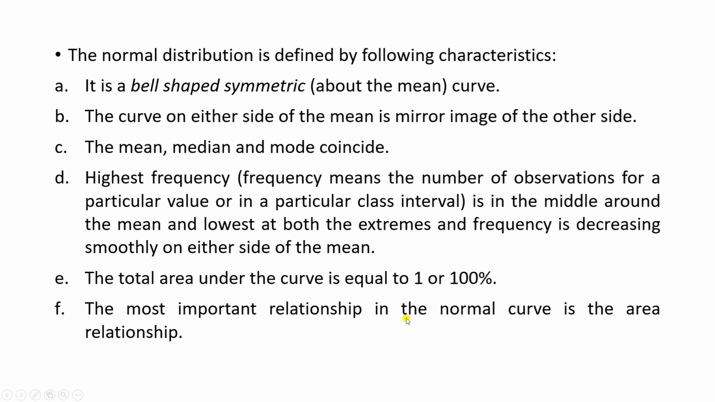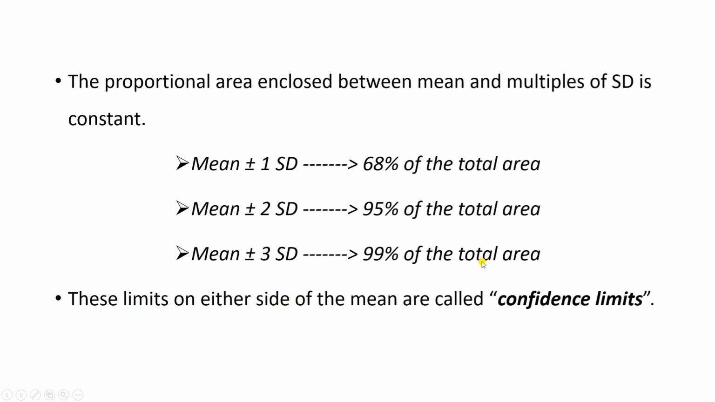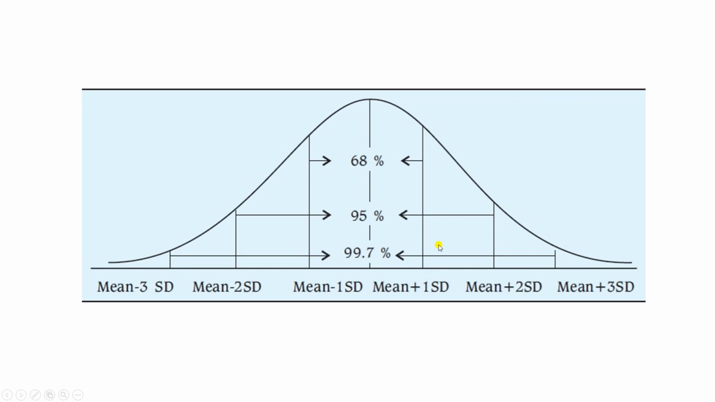And the most important relationship of the normal curve is area under the curve. Let me explain these things before I go there. So this is what a normal distribution curve looks like. This is a bell shaped curve, the central value having the highest frequency. When we draw a curve, the y-axis denotes the frequency and the x-axis denotes the values. This is the highest frequency here, in the middle, and this is the mean value.